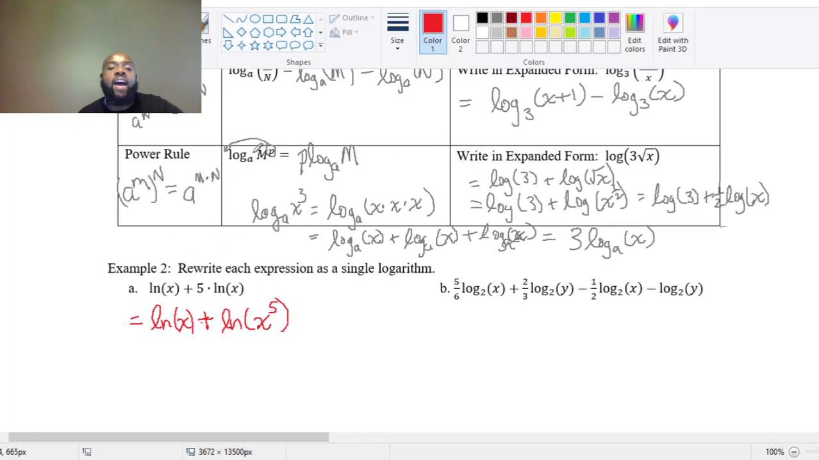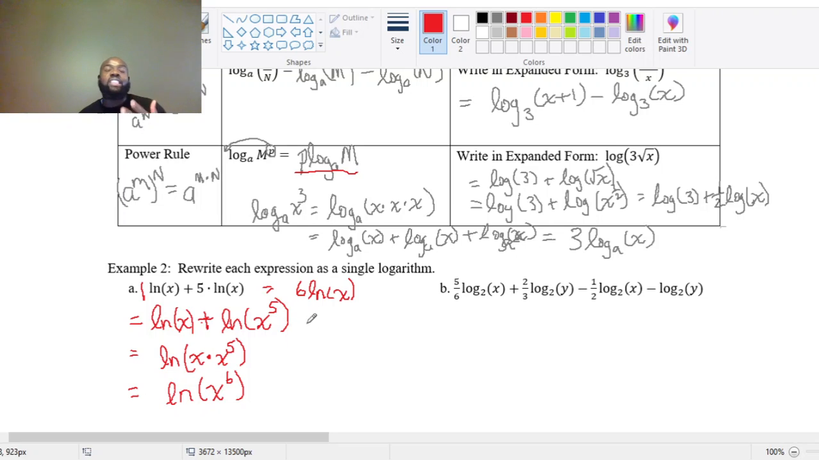That's the power rule backwards. The power rule says that if I have the log at base a of m to the p, I can bring that p out front and write that as p times the log at base a of m. So I'm starting on this side and rewriting it in this form, putting that 5 as the exponent on that x. Now that I have that, I have this plus sign, and if I want to reduce that into a single logarithm, I can write that as x times x to the 5th as our input. And so this will be the natural log of x to the 6th power. This is 1 natural log of x plus 5 natural log of x, so that's 6 natural logs of x.